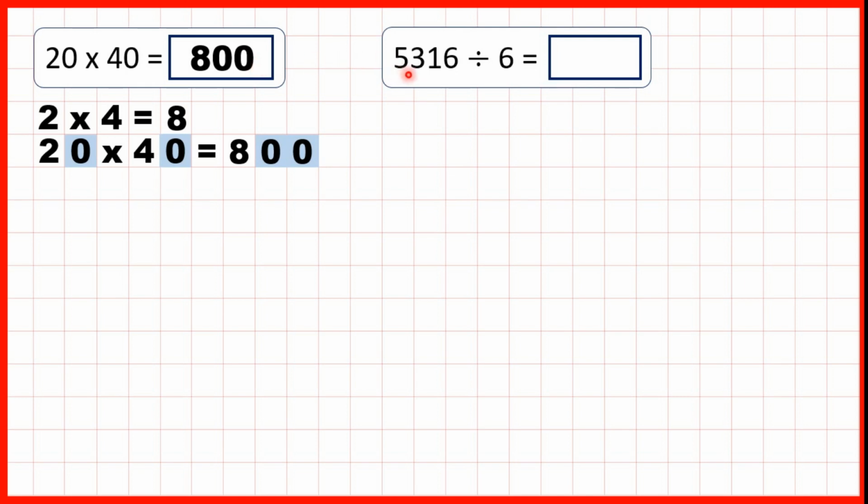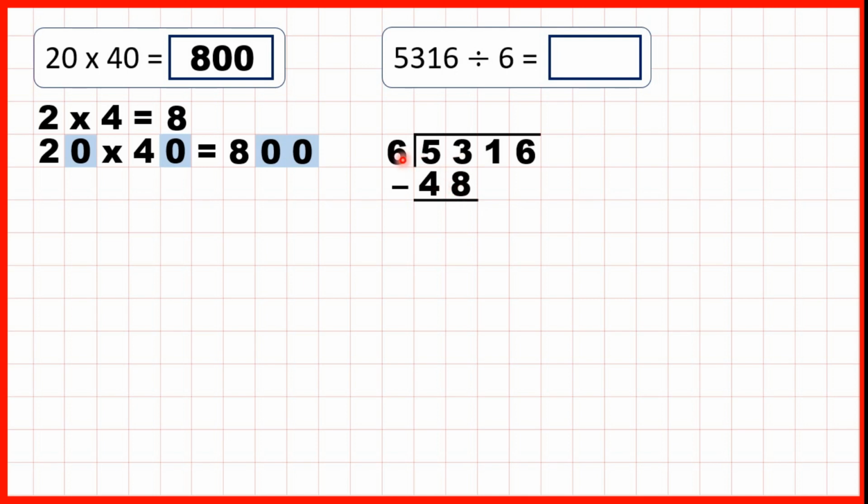Now 5,316 divided by 6. So 5 divided by 6 we can't do, so let's take the first 2 digits together and work out 53 divided by 6.